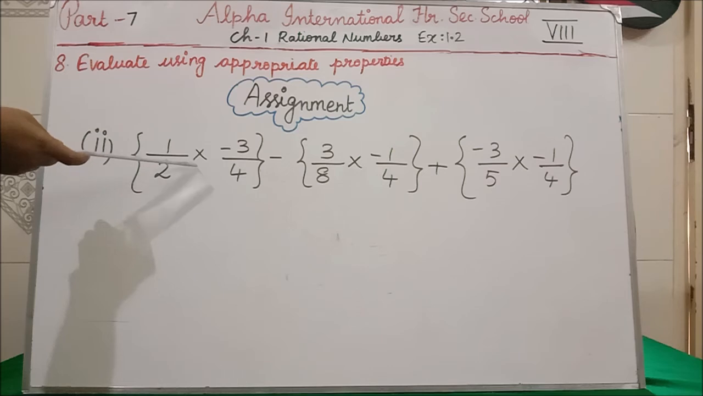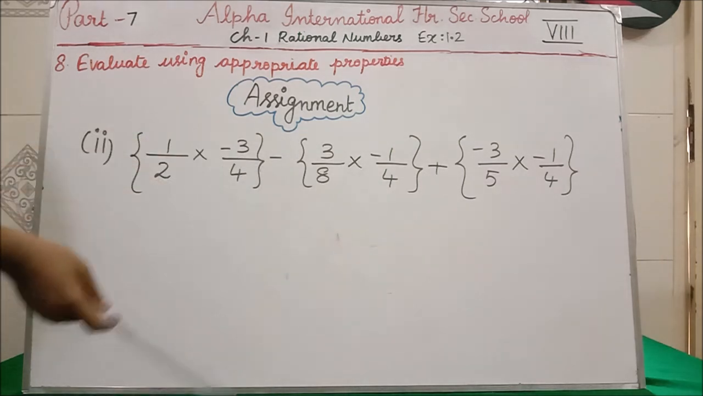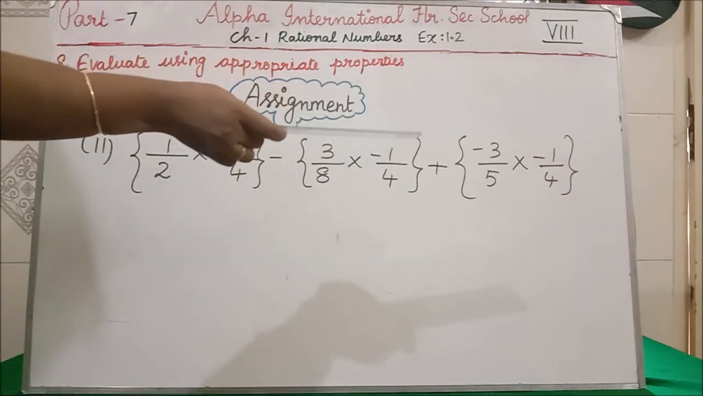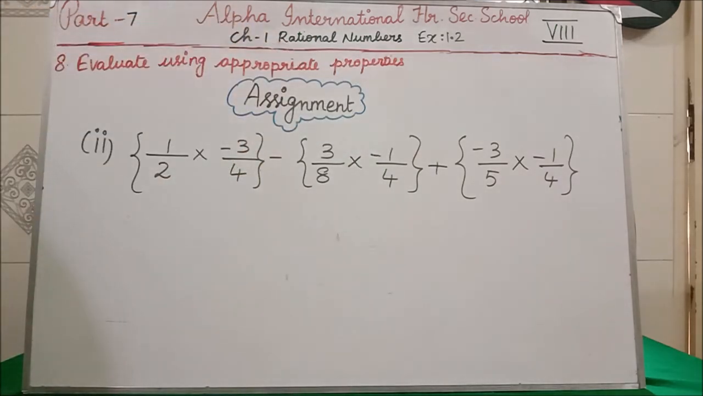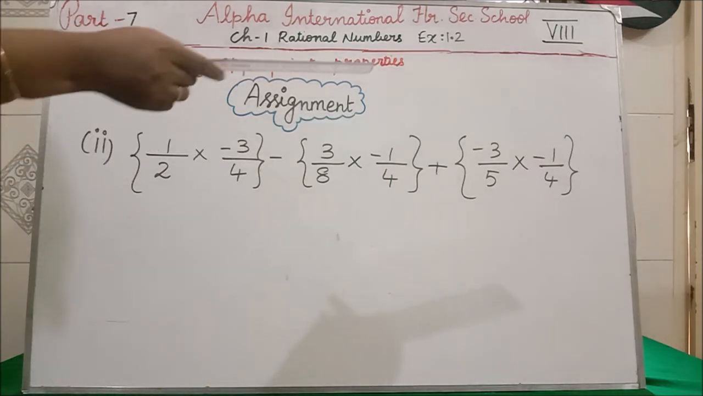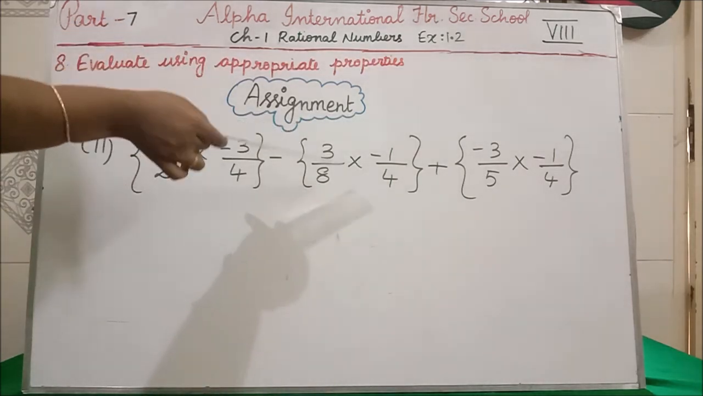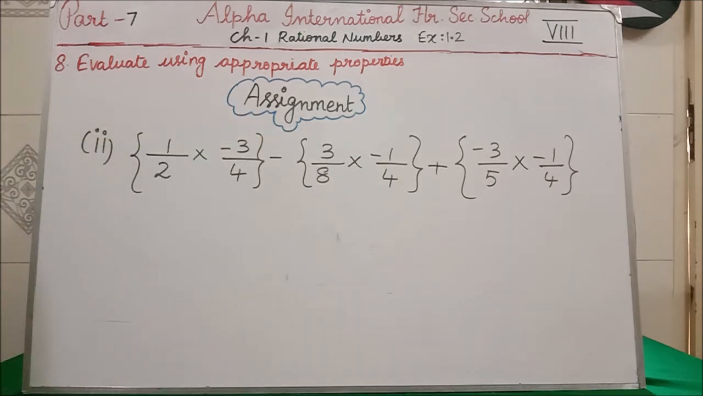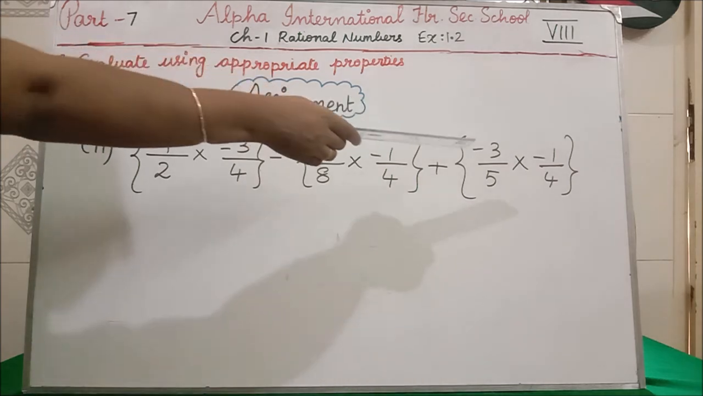1 by 2 into minus 3 by 4, minus 3 by 8 into minus 1 by 4, plus minus 3 by 5 into minus 1 by 4. You see where the same number is repeated again. Is 1 by 2 repeated again? No. Is minus 3 by 4 repeated again? No. Is 3 by 8 repeated? No. Is minus 1 by 4 repeated? Yes, minus 1 by 4 is repeated.